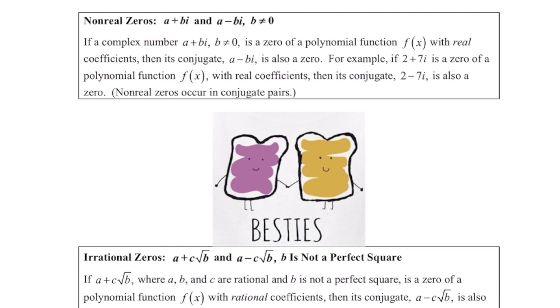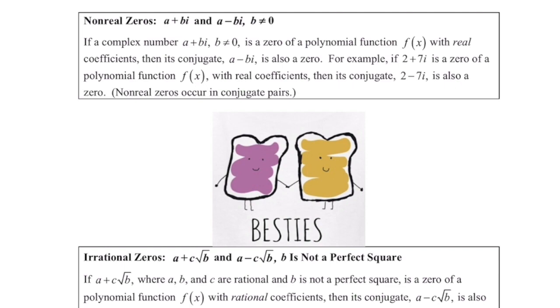You've probably noticed in the first couple of examples that imaginary numbers always come in pairs. They always come in pairs, and that's always going to happen. And they're always going to be conjugates of one another. So if we have a plus bi, we will also have a minus bi. If we have 2 plus 7i, we also know that we have 2 minus 7i. They always come in pairs, and they always come in conjugates.